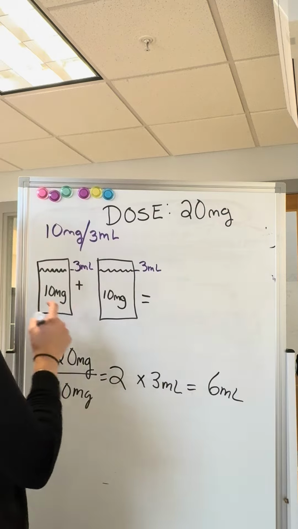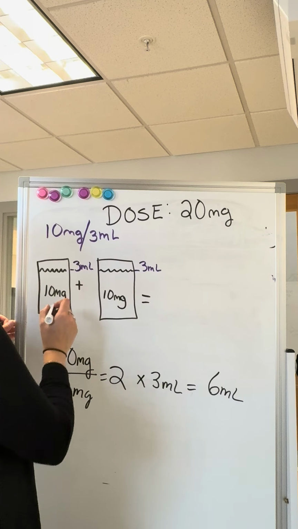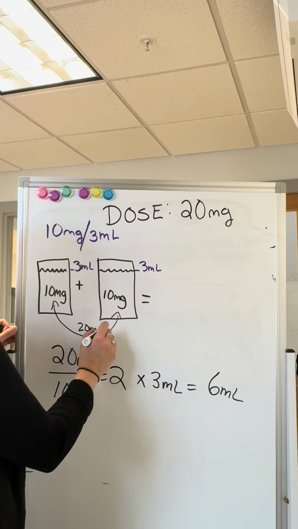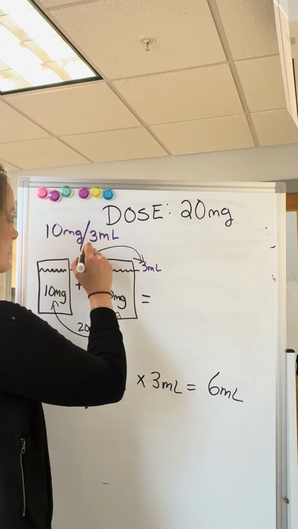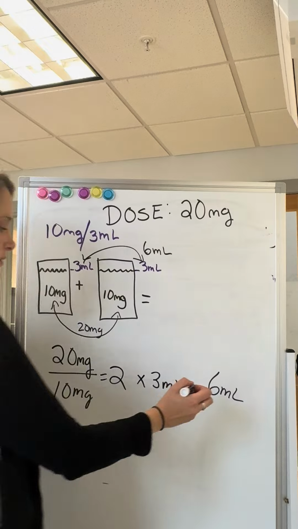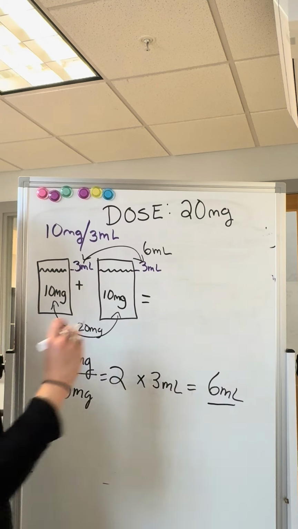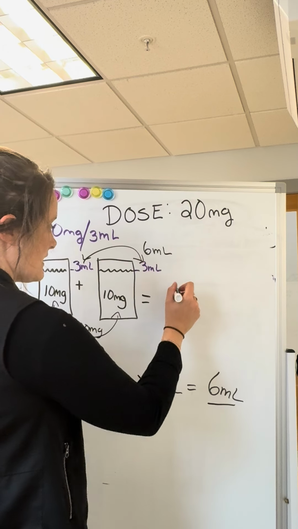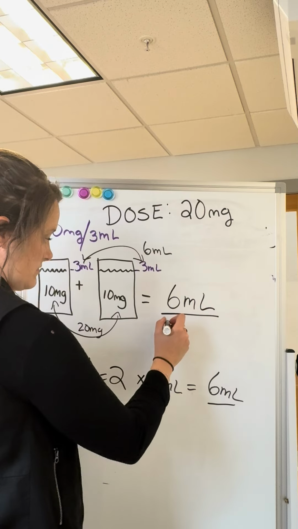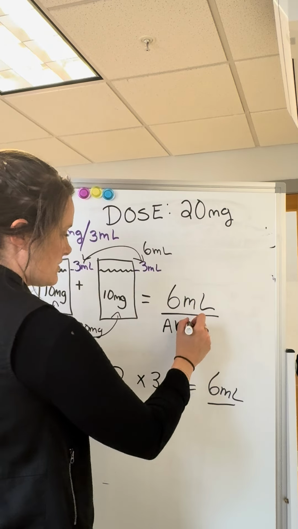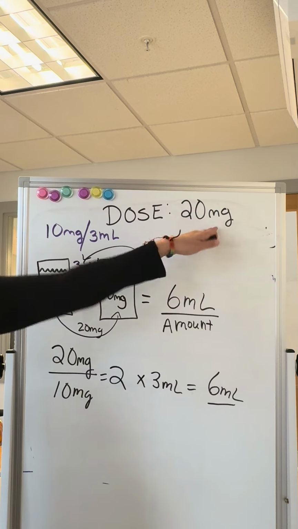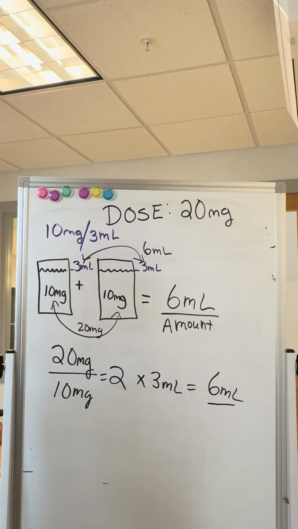Or I could do this and think of it in this visual way, is that 10 plus 10 equals 20 milligrams, right? And 3 plus 3 equals 6 mLs, right? And so either way I cut it, I'm still getting 6 mLs for the amount. So that means my pharmacy label would say, take 6 mLs. I just want to remind you that this is the amount. So in order to give 20 milligrams in this situation, I would have to give 6 mLs.